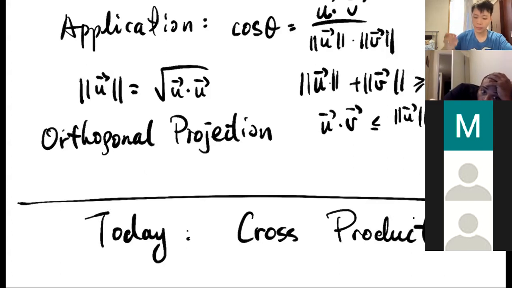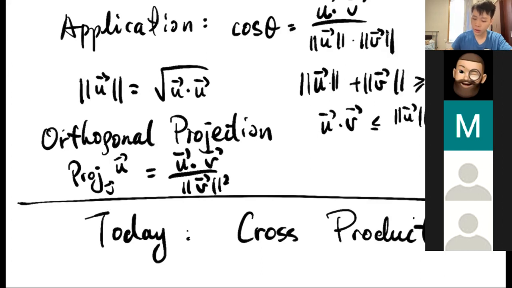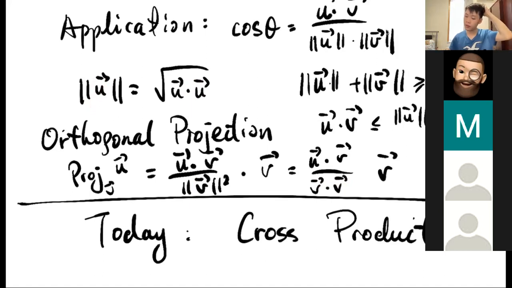Orthogonal projection is if you project a vector u onto V, the formula is u dot V divided by length squared times vector V. If you look at the book, another way to write it down is u dot V over V dot V. This is precisely because the length when you square it is exactly the inner product of the vector itself. Two things are equivalent.